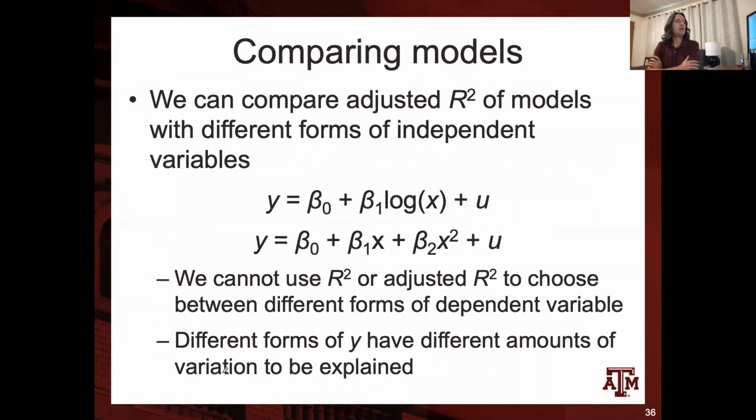And I can compare adjusted R-squares for models that have different forms of my independent variables, but my dependent variable has to be in the same form. In this case here, I'm just using income. I'm not doing log of income or anything else. So that is possible to do. I can, for example, see if a model like this has a better fit than this one here, by comparing the adjusted R-square of the two models.